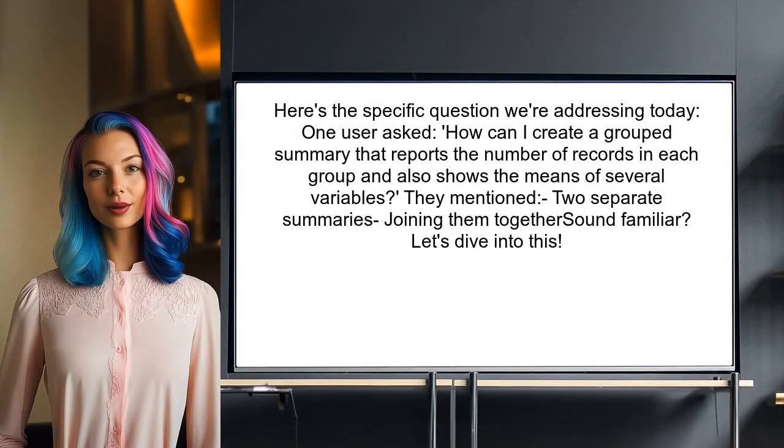Here's the specific question we're addressing today. One user asked, how can I create a grouped summary that reports the number of records in each group and also shows the means of several variables? They mentioned that they could only figure out how to do this as two separate summaries, which they then joined together. Sound familiar? Let's dive into this and find a more elegant solution.